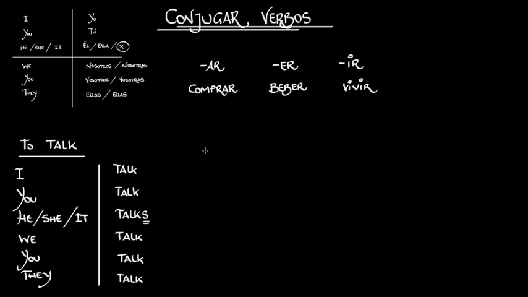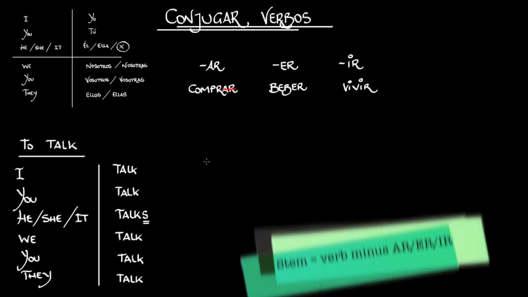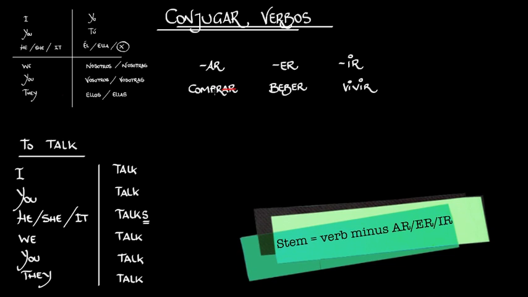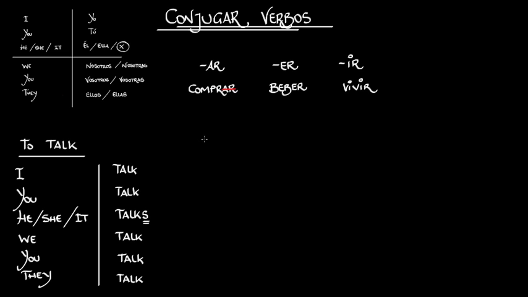To conjugate a Spanish verb, the first thing we are going to do is remove the last two letters of the verb, either AR, ER, or IR. We're going to use comprar as an example. So let's remove the AR. And basically our stem, or the part that we're going to use to conjugate the verb, is going to be COMPR. And that's what we are going to use with the personal pronouns in the first place. Let's go.